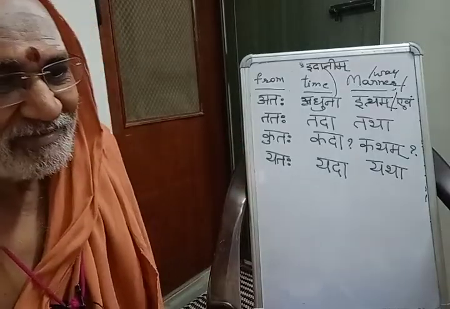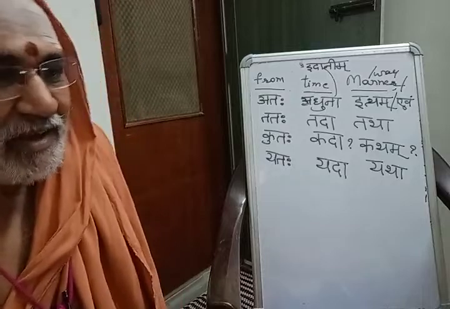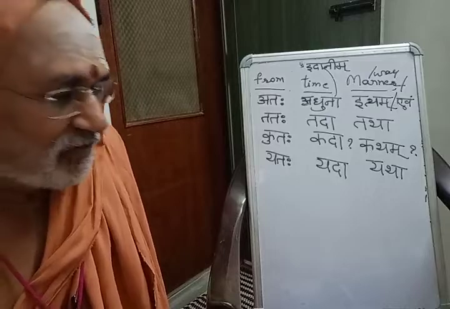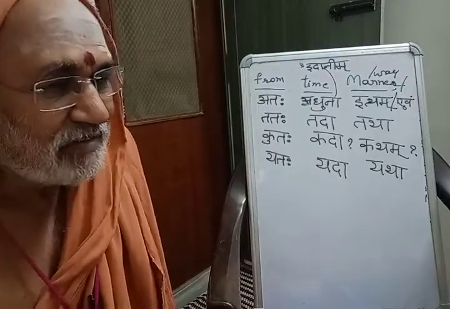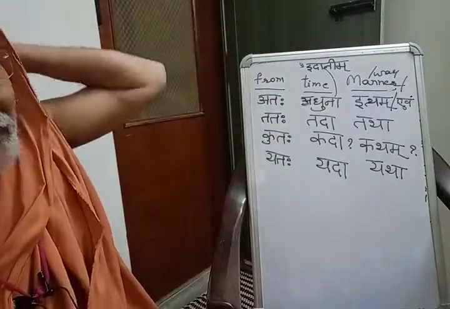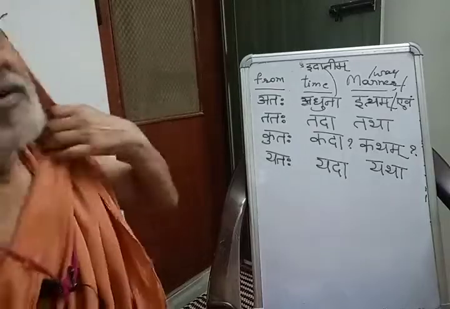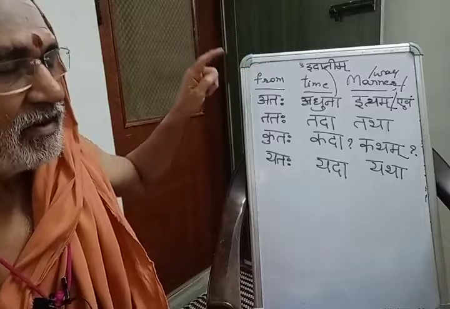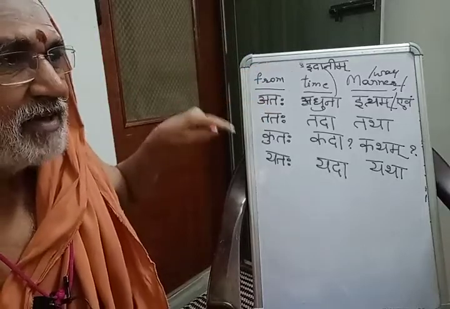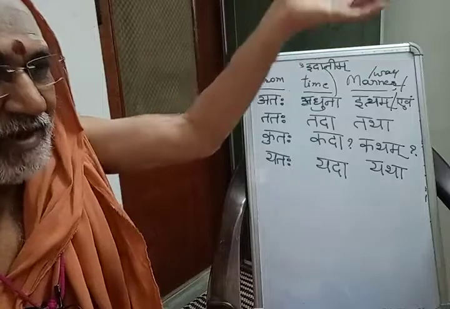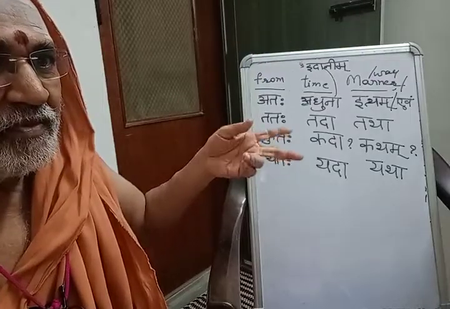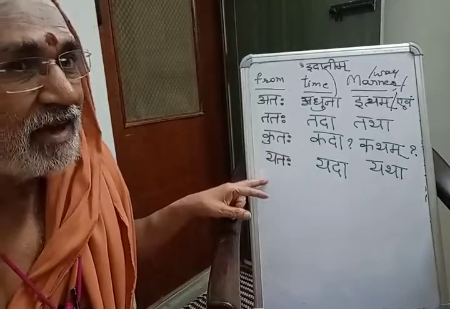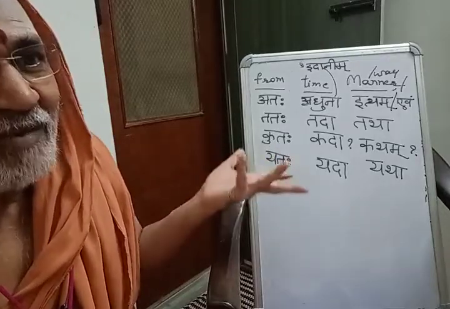Sarvatra, everywhere. Anyatra, elsewhere. Now with these five, one list is complete. Now you read the list. Atra, here, tatra, there, kutra, where, yatra, wherever or where, or if you repeat it, wherever it is. Then another thing is sarvatra, everywhere, anyatra, another place.